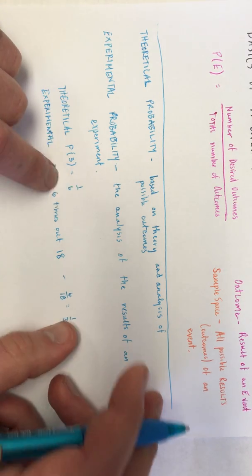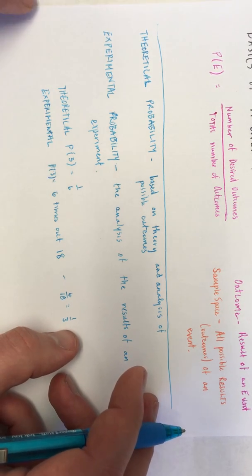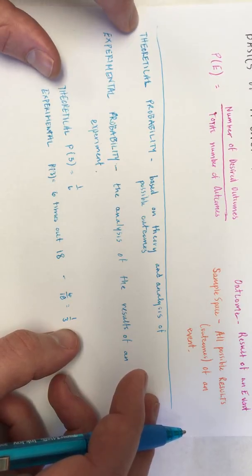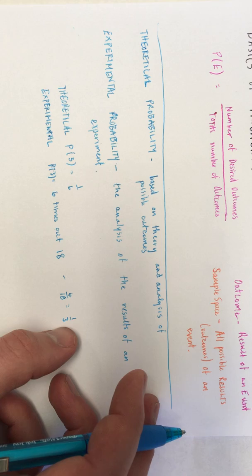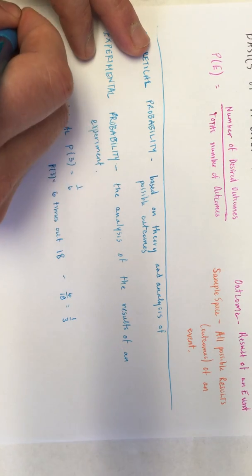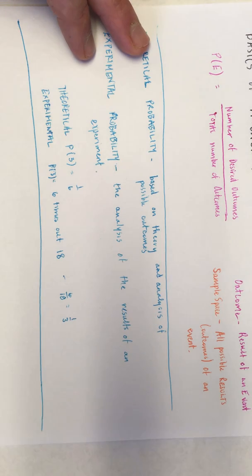And so these numbers don't always match up. Again, experimental is me actually performing the act. Theoretical is sort of the abstract theory and analysis of those. Okay? To help us with theoretical probabilities, we oftentimes have to understand very common outcomes.